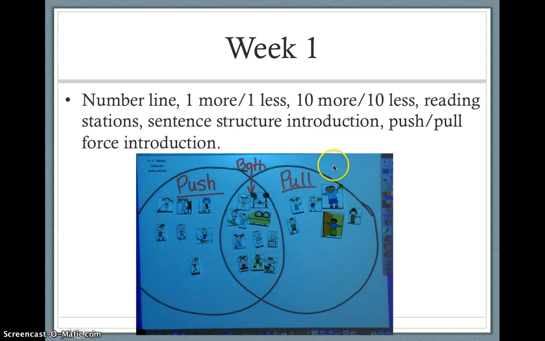Here's a Venn diagram chart we did on the first week. I think this was on Tuesday or Wednesday, where we divided different actions in push, pull, or even actions you can do with both, such as a drumstick. You push the drumstick down, you pull it back up.